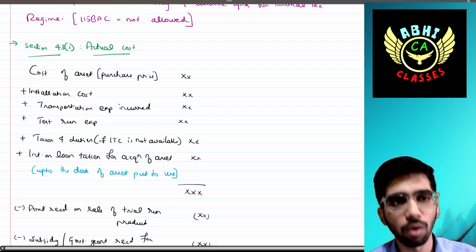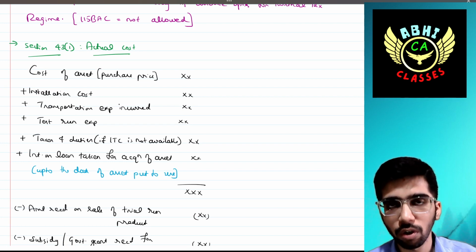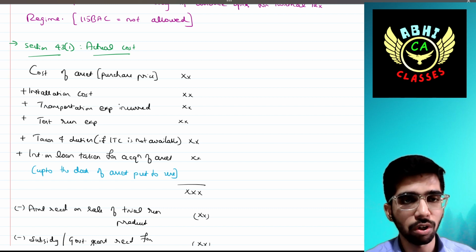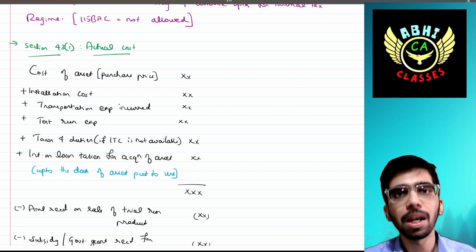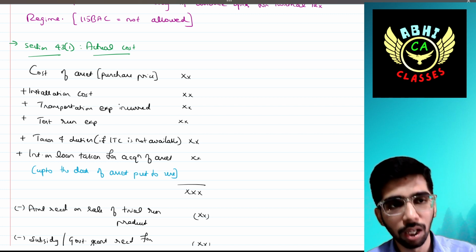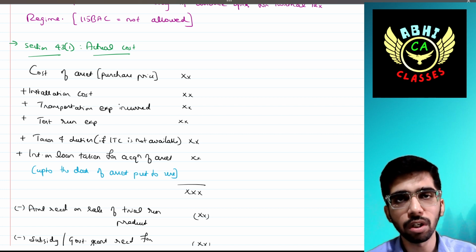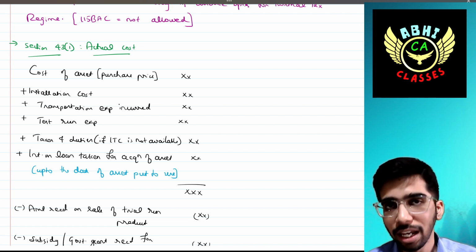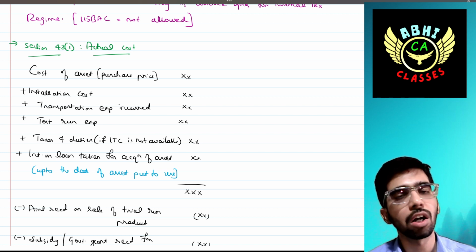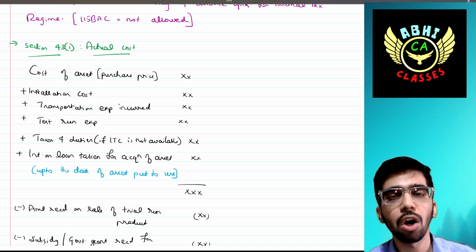What do you mean by actual cost? The cost of the asset plus the installation cost, for example plant and machinery installation cost, plus transportation of that plant and machinery to the place of installation, plus the test run expenses. We have to make sure that the plant and machinery is properly working, so the expenses with regard to the test run would also be incurred. That also would form part of this cost of asset.